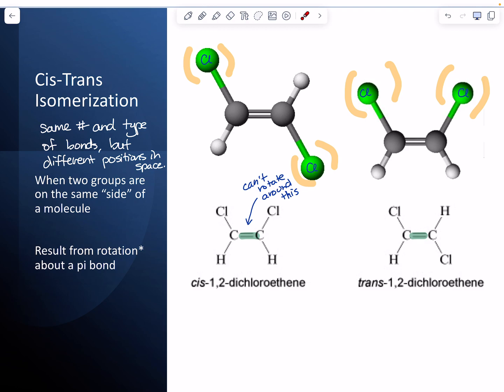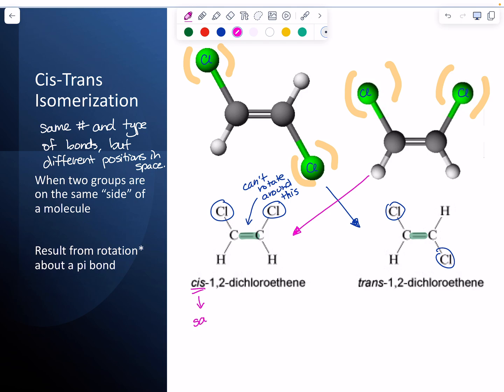these are labeled wrong, look at that. Well, actually, they're not labeled wrong, they're matched wrong with what they're underneath. So I'm just gonna draw arrows. So this one right here is the trans when they're on opposite sides. And this one right here is the cis. So I'll just change the color for that. When they're on the same side. And trans means opposite side.